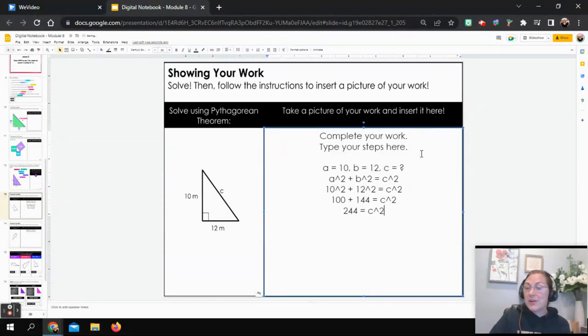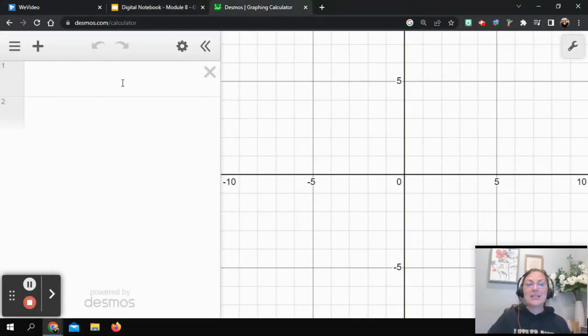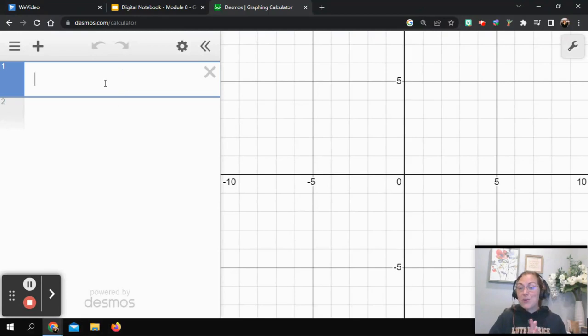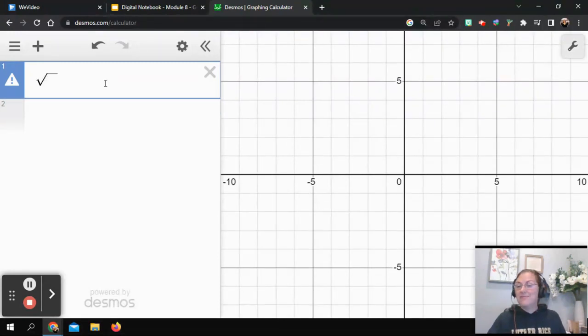And friends, this is where we have to go to our calculator to do our square root. So let's switch over to our Desmos calculator so that we can do our square root. All right, if you need that Desmos calculator, I'll be sure and link it below. But friends, in order to do a square root in the Desmos calculator, you're just going to type SQRT, and you notice that it changed it to a square root symbol.